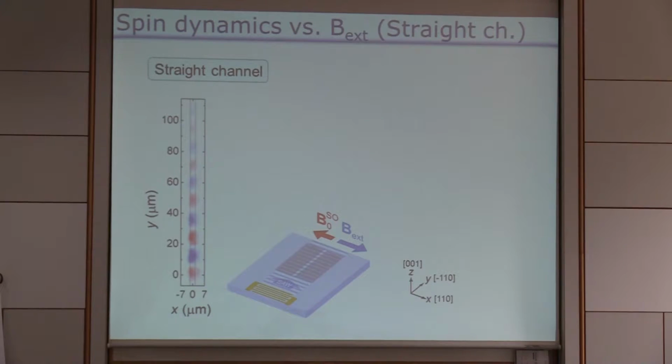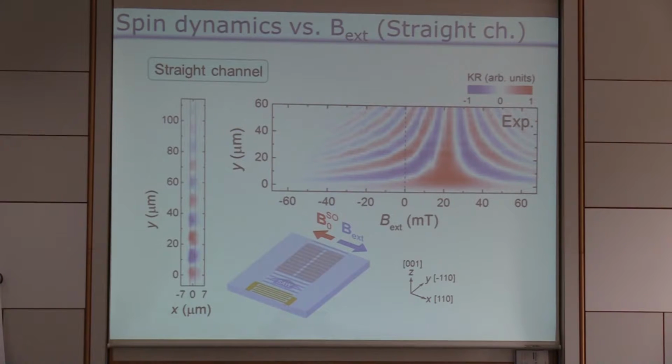Next, for the quantitative discussion, we apply an external magnetic field along the x-axis. This is the direction of the static effective magnetic field. Here is the Kerr rotation signal as a function of the y direction and the external magnetic field. When the external magnetic field approaches 23 millitesla, the spin precession almost halts at this position. This means the external magnetic field of 23 millitesla cancels out the spin-orbit static magnetic field.